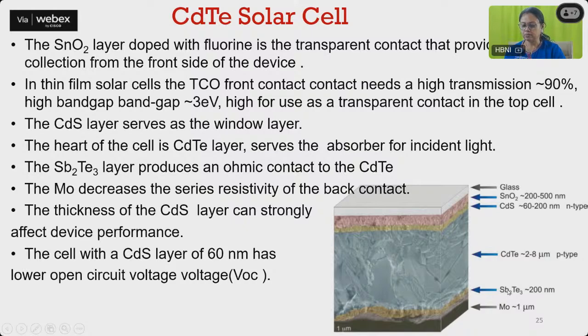So the Sb2Te3 layer is deposited. And then molybdenum decreases the series resistivity of the back contact. So molybdenum of around 1 micron thickness is used.